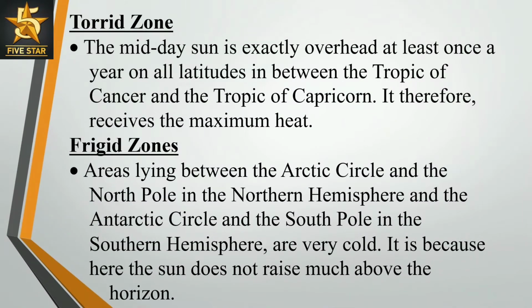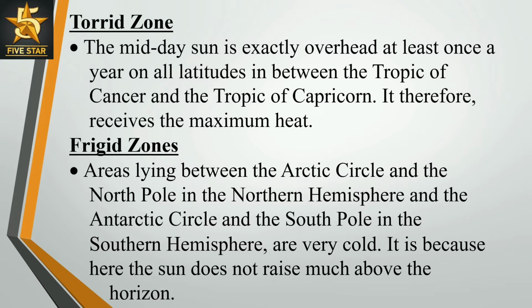Torrid zone. The midday sun is exactly overhead at least once a year on all latitudes in between the Tropic of Cancer and the Tropic of Capricorn. It therefore receives the maximum heat.